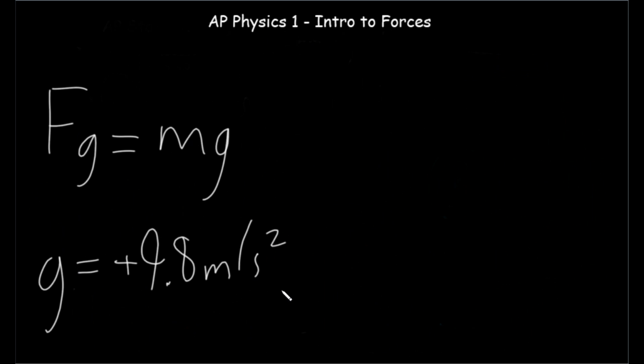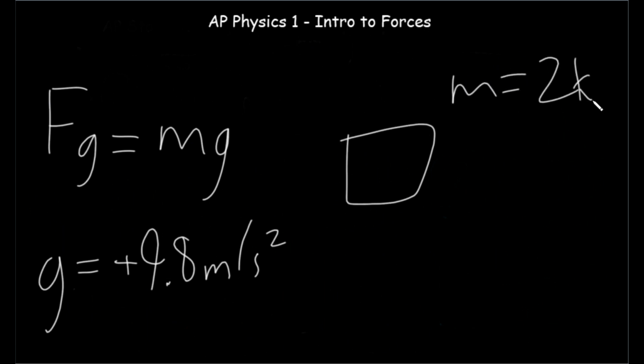And then the mass is just the mass of whatever object you're measuring. So, for example, the mass of this block is like 2 kilograms, which is what it's measured in.